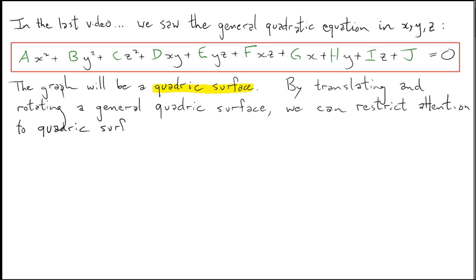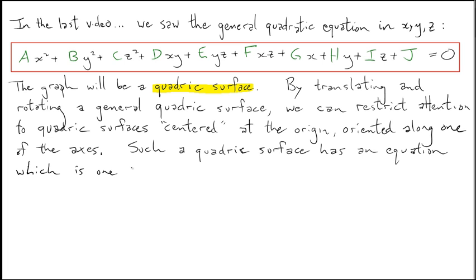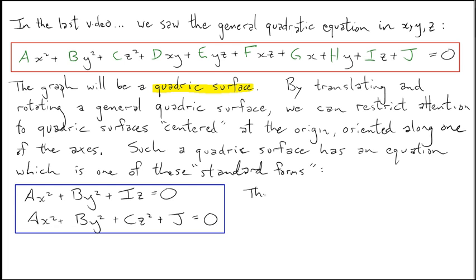If you imagine a surface, you want to pull it right in front of you, say, center it at the origin, and maybe you want to orient it in a nice way. So, for example, orient it along one of the axes. Without bending or stretching the surface, just pick it up and move it so that it sits right in front of you. We can achieve this by translating and rotating. And then we get equations like this. These are what you might call standard forms.